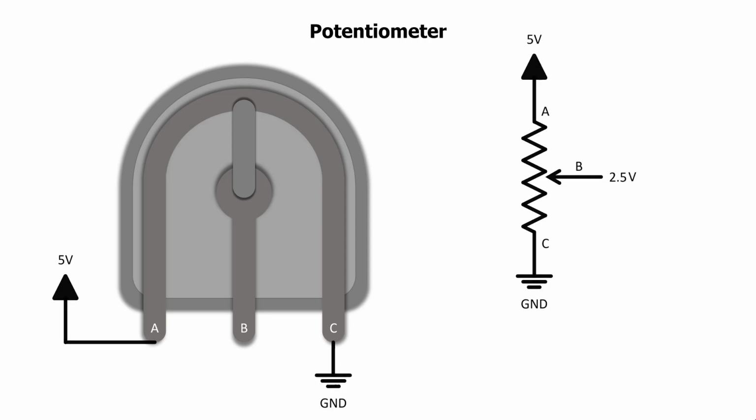Let us connect one side to 5 volts and the other to ground. By rotating the shaft, the wiper's connection point moves along the metal strip, either towards port A or port C. If we observe the middle port's voltage, you will notice it varies between 0 and 5 volts. This circuit is called a voltage divider. This middle connection can then be read by one of the Arduino's analog inputs.